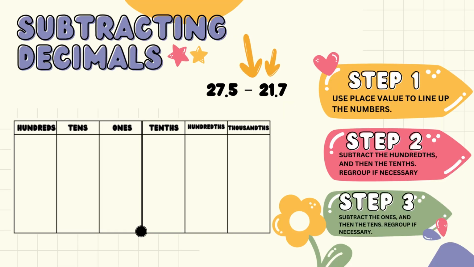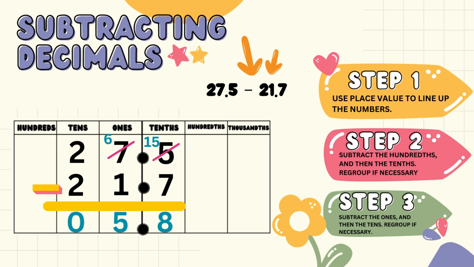All right, subtracting decimals. Again, you're going to do the same steps. I'm going to use place value to line up the numbers. So no matter if I'm adding or subtracting, I'm always going to use place value to line up the numbers. Step 2, I'm going to subtract the hundredths and then the tenths, regroup if necessary. Subtract the ones and then the tens, regroup as necessary. So I'm always going to start from the right and work my way over, just like I do when I'm subtracting or adding whole numbers.